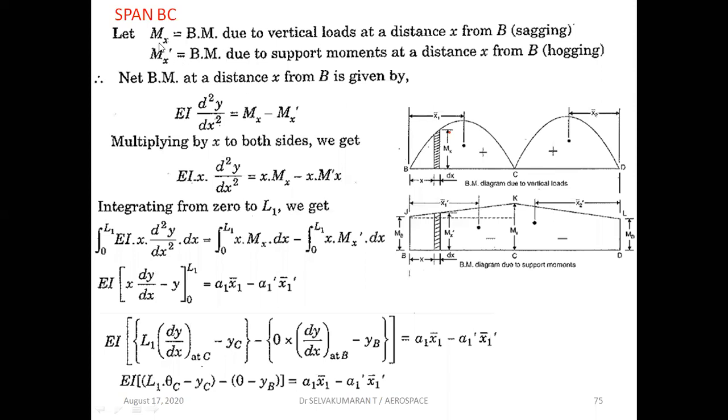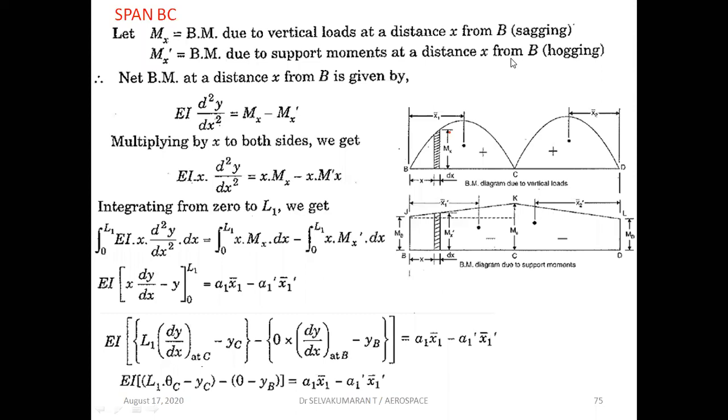As I told you already, Mx is nothing but the bending moment due to vertical loads at a distance x from B. When the load is acting, the beam will bend like this. We call it sagging, or positive bending moment. When the moment is acting like this at B anticlockwise, and like this at C anticlockwise, the beam will try to bend upward. We call it hogging bending moment. So the support moments will try to bend the beam upward, that is hogging, so we call it a negative bending moment.